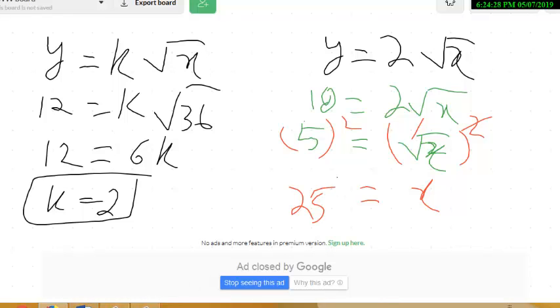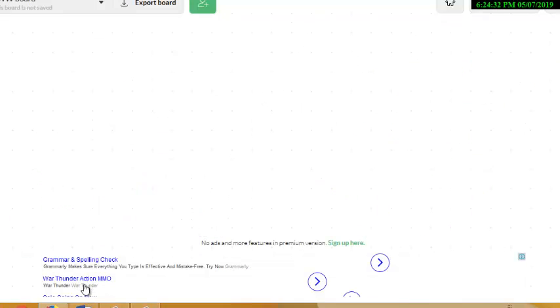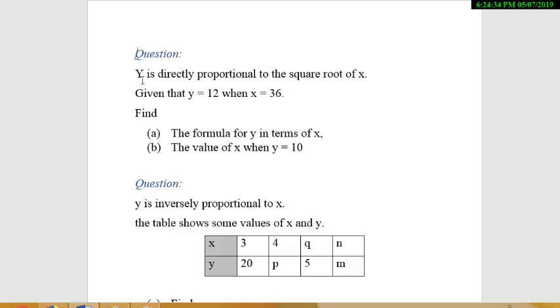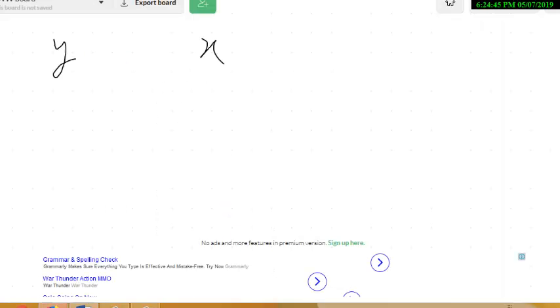Square over here, square here. So this square cancels square root, then x is 25. So this is how we can find the formula and then find the unknown values using the formula method. Now I will discuss the second method for this same question, which is the without formula method. Let's see how we will handle that method.